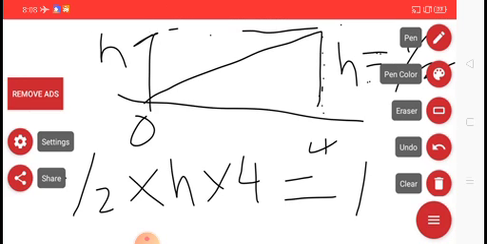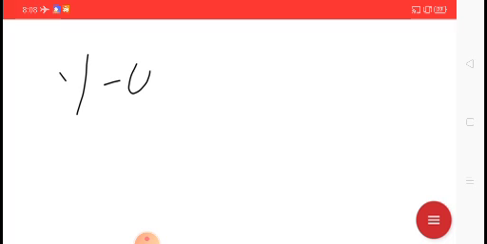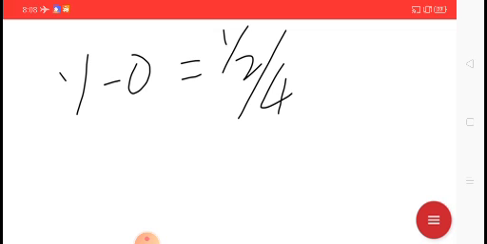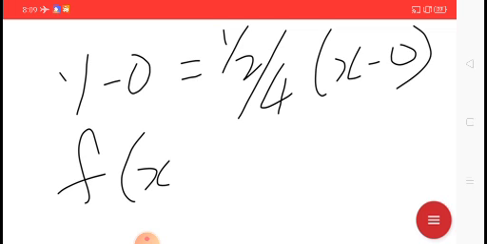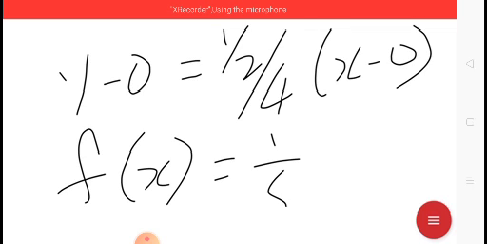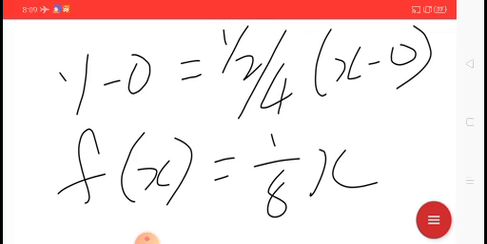Part 2, find f(x). This is simple, you just find the line equation for the slope. So you can have y minus 0, the first point at the origin, equal to the gradient 1 over 2 over 4, times x minus 0. Just find the line equation. As simple as that, you will get f(x) equal to 1 over 8 x, or y equal to 1 over 8 x.